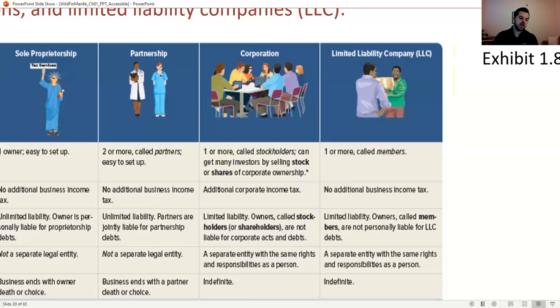And so we see the life here as indefinite. Now, perhaps the best of these is what is called the limited liability company. One or more individuals are involved, right? Same thing with a corporation. You don't need more than one person. You can incorporate with only one owner, but typically you'll have more than one. The same thing is true with an LLC. You'll have one or more people called members. The good news is there's no additional business income tax.